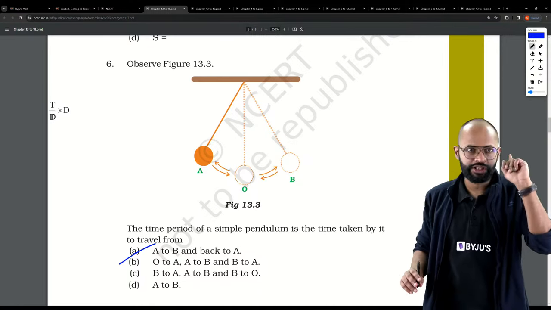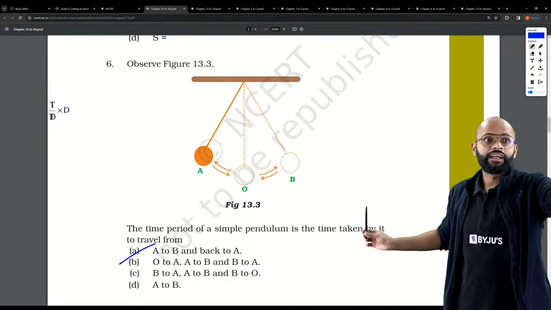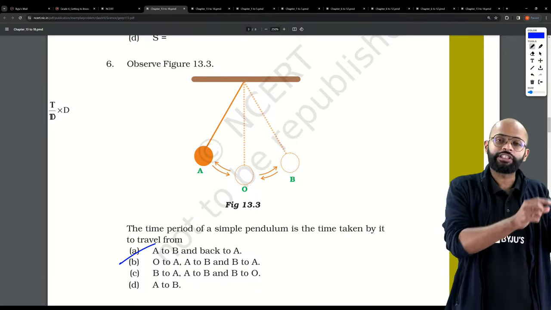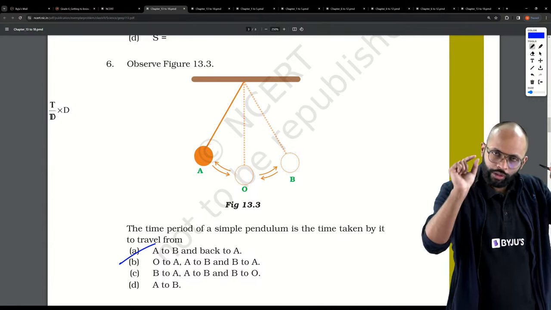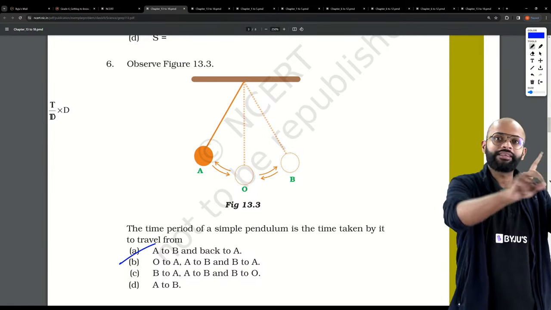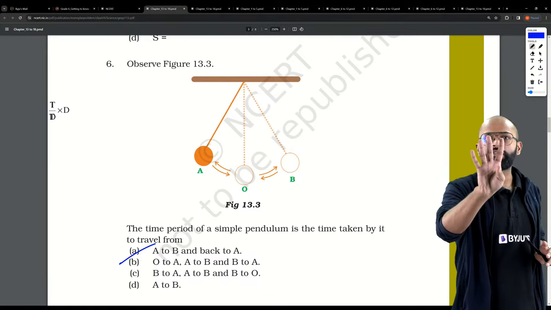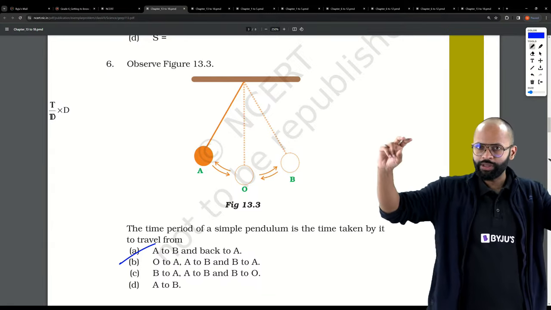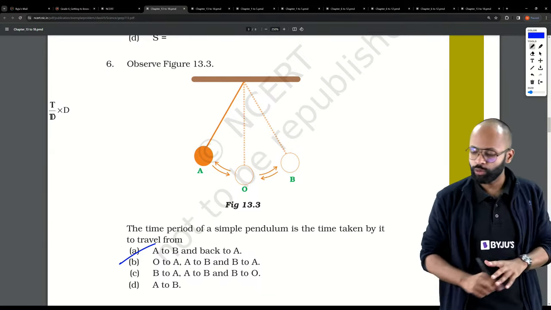Is it clear? What is one oscillation? Children, A is the right answer. Ravikant, D is half oscillation. You want the pendulum to come back to its own original position. A to B and B to A is right. One oscillation is a four-step process: A to O, O to B, B to O, O to A. Okay? This is called a four-step process.